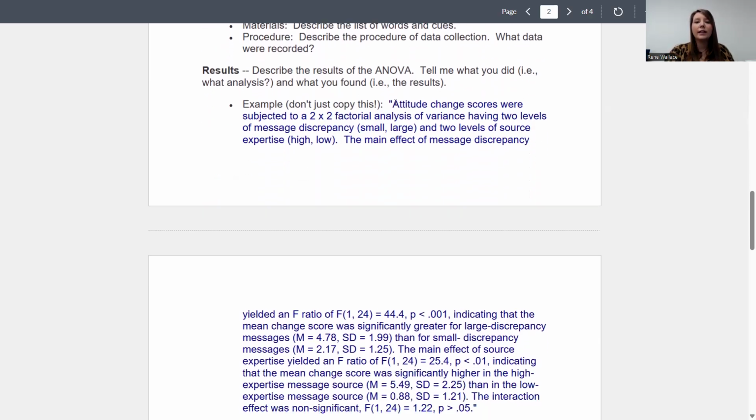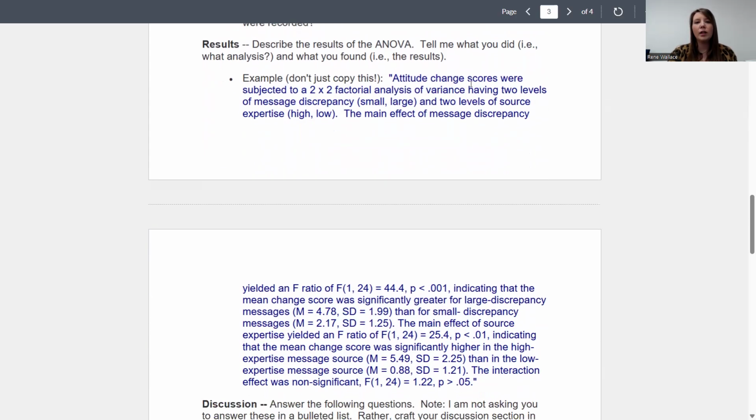And it needs to look like this, right? A lot of you are struggling with the way that you're writing your statistics out. You're trying to make it really wordy, or you're just throwing up some numbers. This is what it looks like in APA format. This is how you report an ANOVA in APA format. So obviously this is a different example, but same idea.